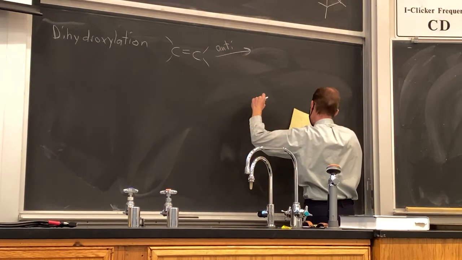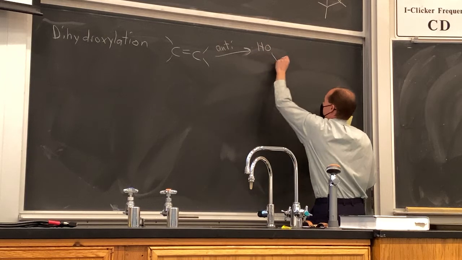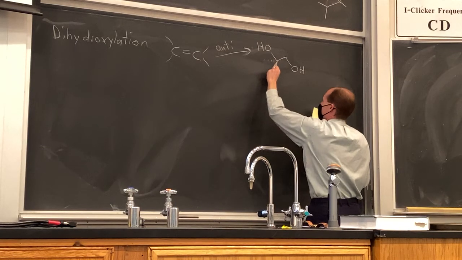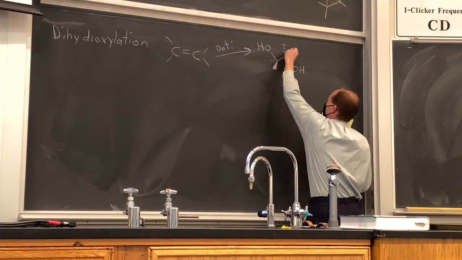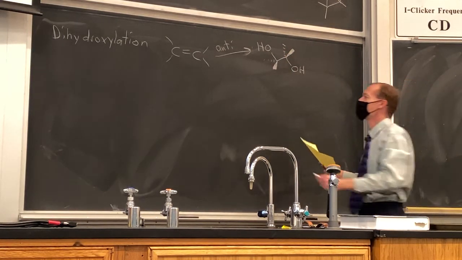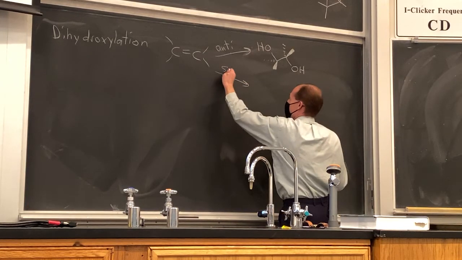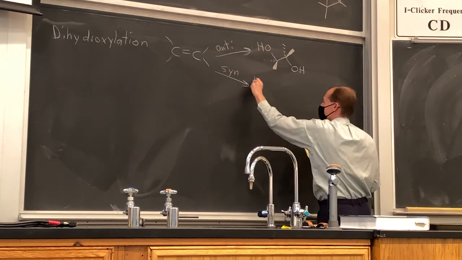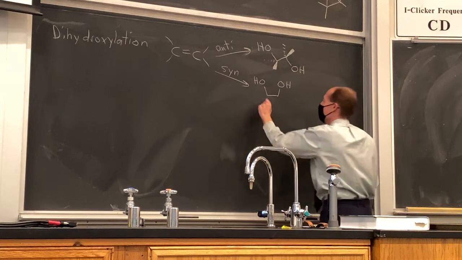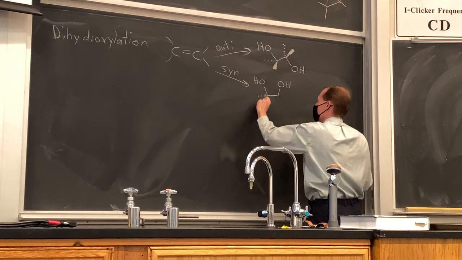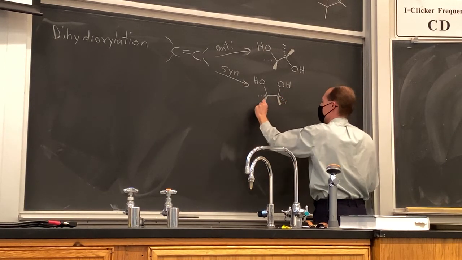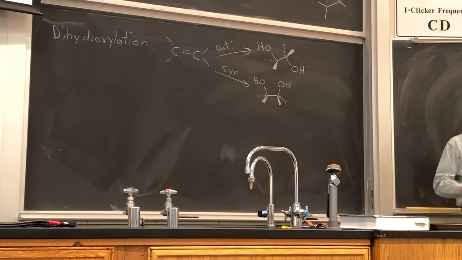So if these groups on our alkene were different, then we would get different products depending on the type of addition. And the one that I'm drawing for you here would be the product of anti-addition of those OH groups. Or we could perform a syn addition, where we would add both of the OH groups from the same side of the alkene. So again, if the groups on the carbons that were part of the alkene are different from each other, then these would be different diastereomers.